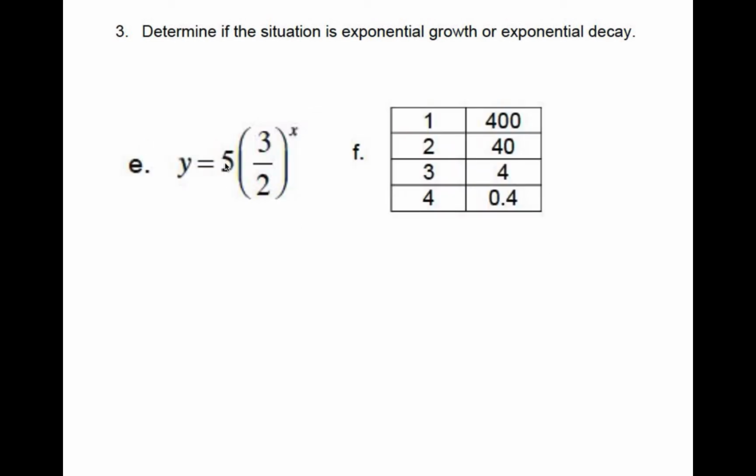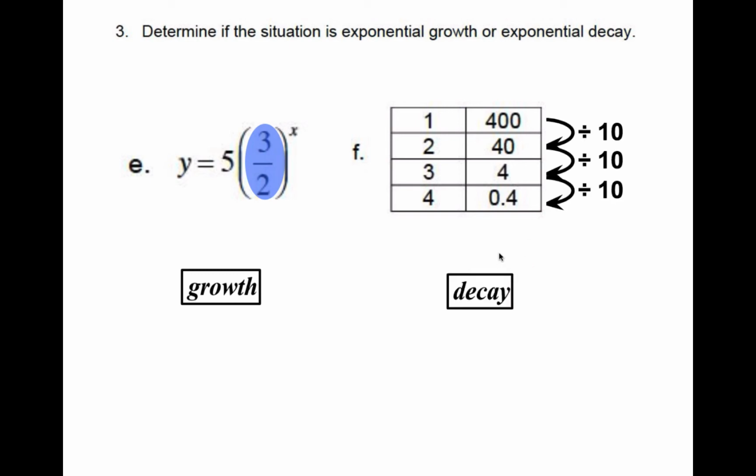All right, looking at this one, my A value you ignore. I'm just looking at the B value. 3 over 2, that's 1.5. So that's more than 1, so it's growth. And then over here, you're multiplying by 1/10, and that's less than 1, so this would be considered decay.